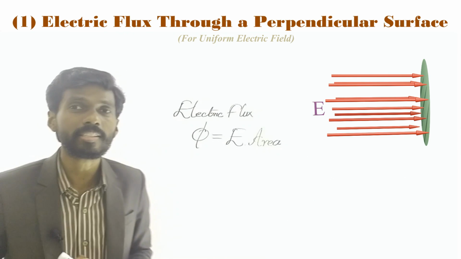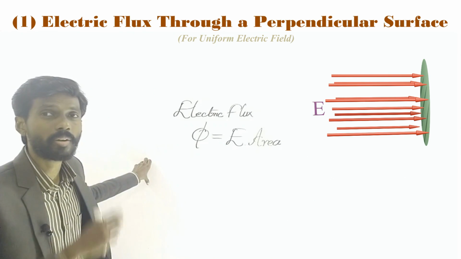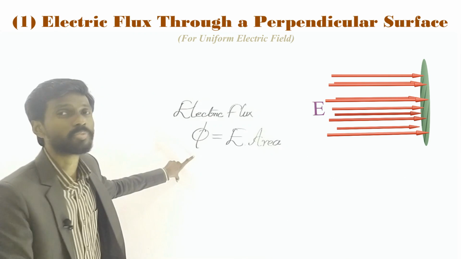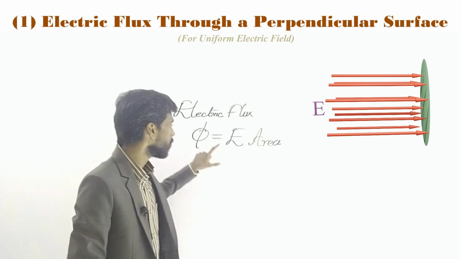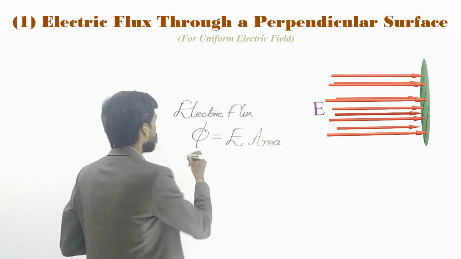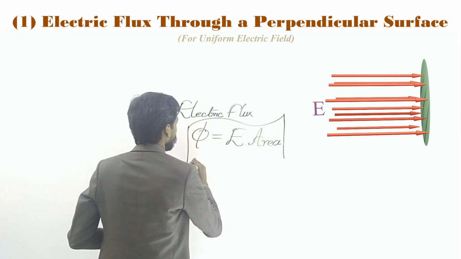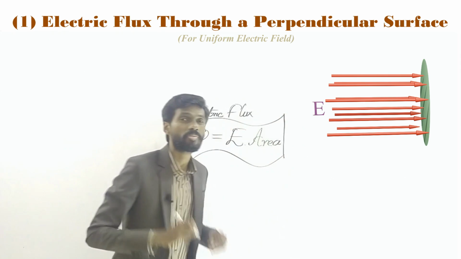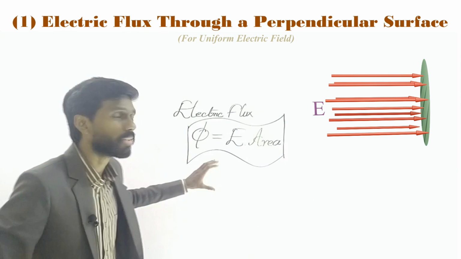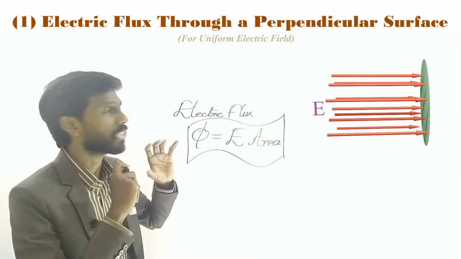Like we have already discussed, the flux will be maximum only when the electric field is perpendicular to the surface. So in that case we have electric flux having this formula. Do you understand? So phi equals the electric field multiplied by the area of the surface. This is the formula that you have to remember for this particular case when the electric field is perpendicular to the surface. So this is one of the cases of electric flux.